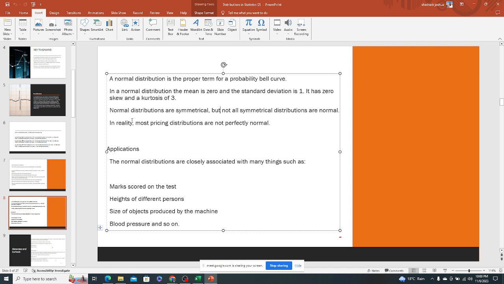Also, the height of different persons is an example. Blood pressure: if you go to a hospital and try to model blood pressure data. And the last one is the size of objects produced by a machine. So these are just some applications of the normal distribution. We shall see more applications, and we'll take one application and use it for our practical.